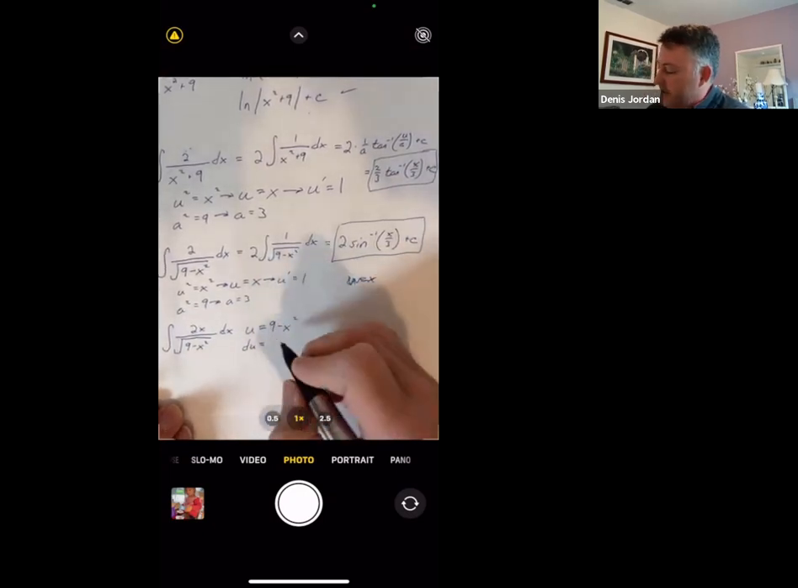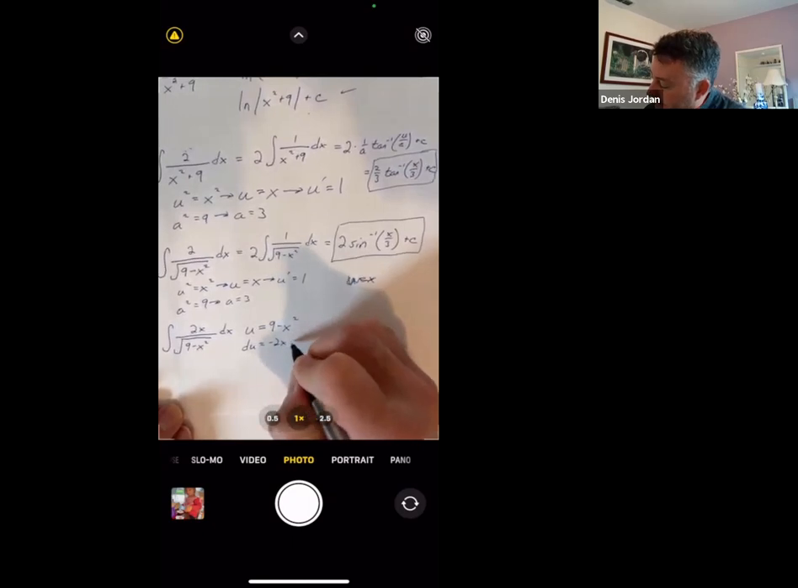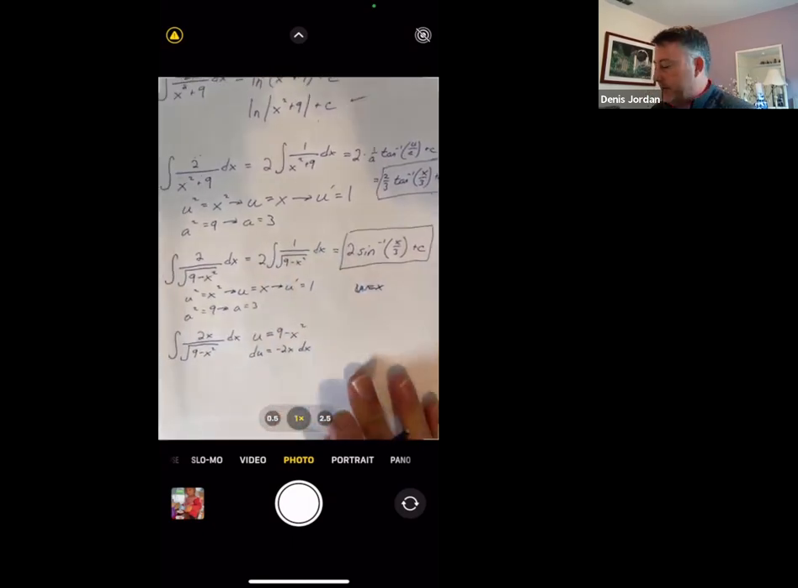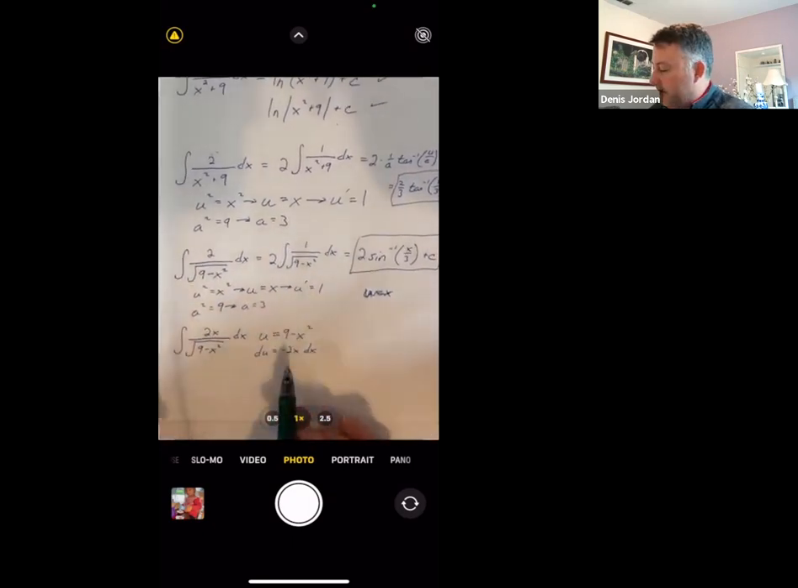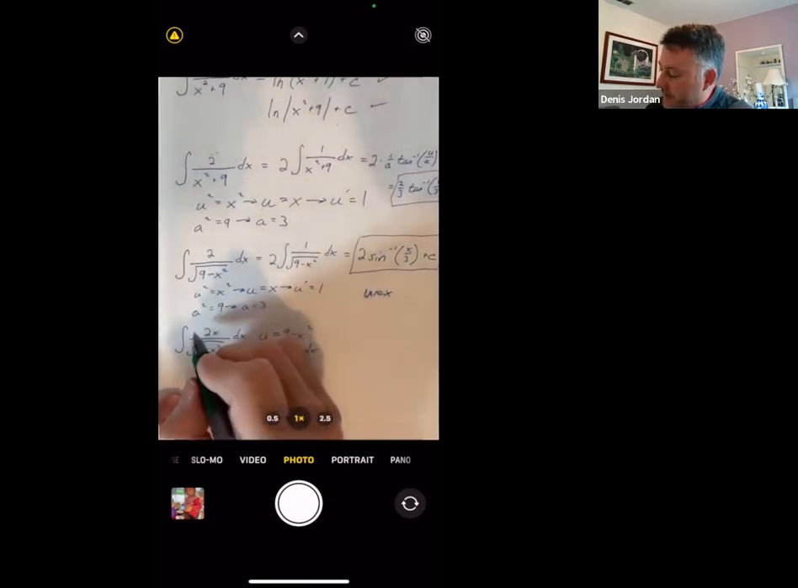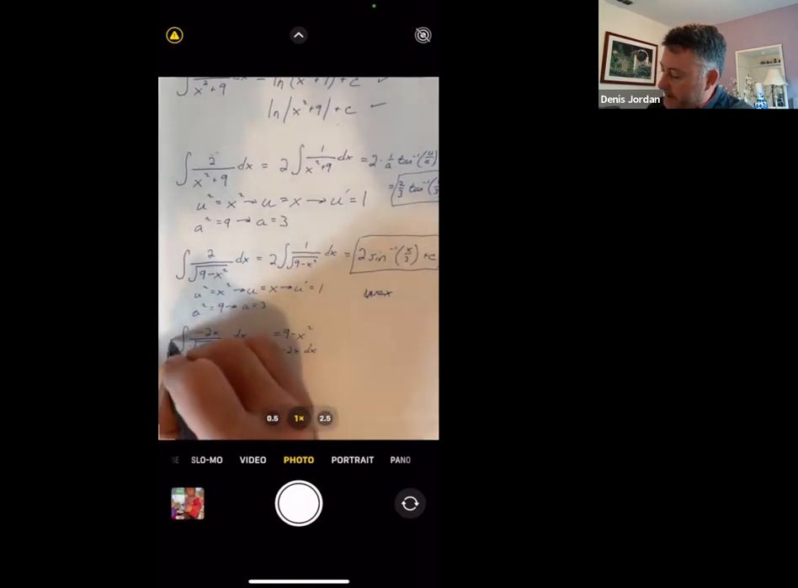Okay, so then the du is negative 2x dx. So you're close to that. You need a negative 2x. So put a minus inside and outside.